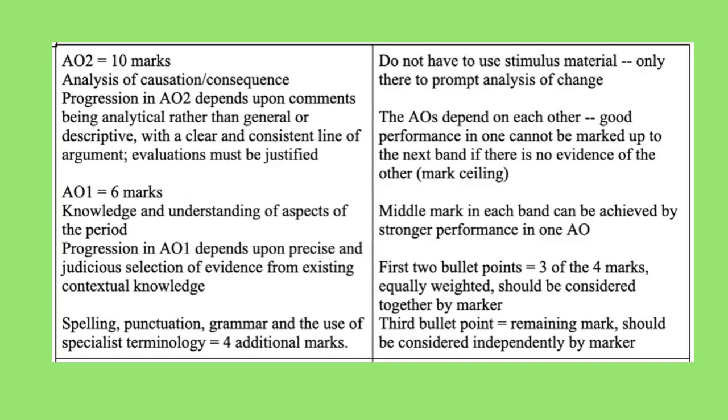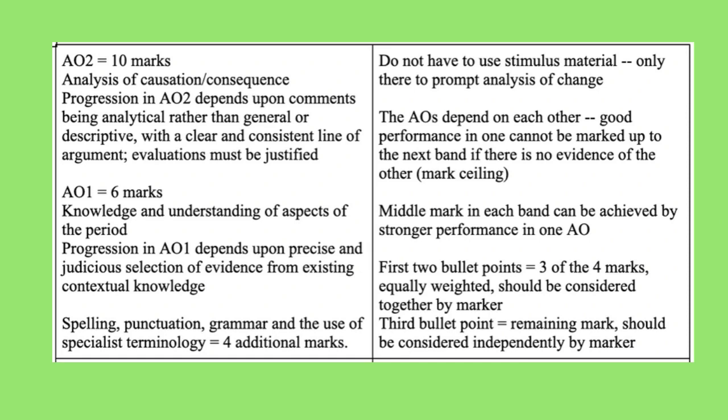10 marks here are available for AO2, which is your analysis of either causation or consequence. Now that will depend on the specific question that you get. So you need to work out, are they asking you why something happened, so to address the factors that cause something? Or are you looking at the consequences of something that happened, of a particular development, and the significant implications of that development?